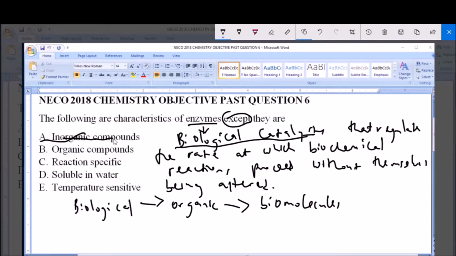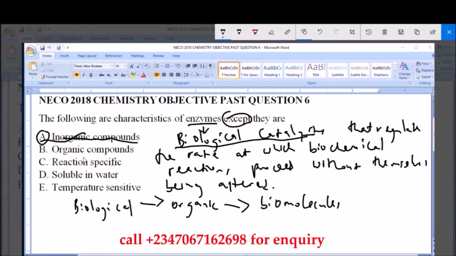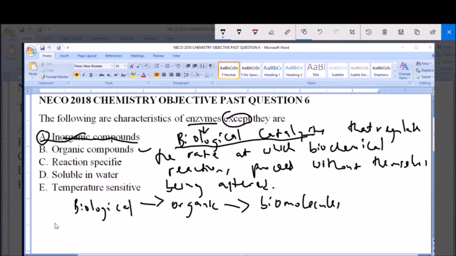Option B says organic compounds, so it is a characteristic. Option C says reaction specific. Yes, enzymes will only affect reactions which they are supposed to affect. For example, an enzyme that is supposed to catalyze breakdown of carbohydrates, such as the enzyme known as amylase, will only catalyze this reaction.